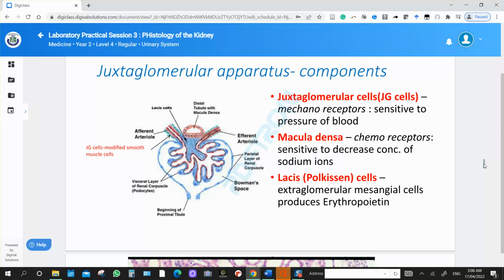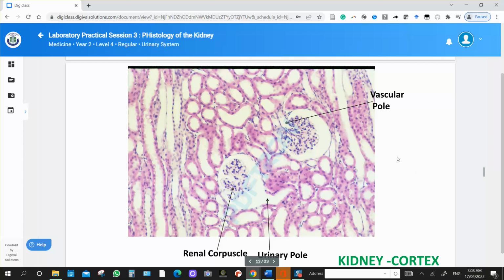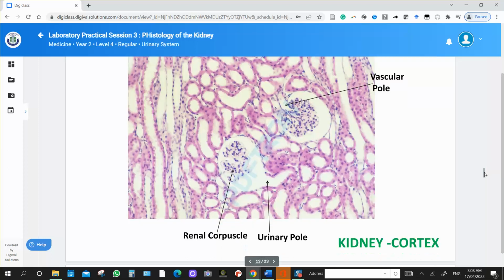JGA apparatus. Moving on, this is a section of the kidney cortex, in which you can see the glomerulus. You can see the vascular pole, and here you can see the urinary pole, which is away from the glomerulus. This is a renal corpuscle, and around it you can also see the PCT and DCT, but we can see it better in the next diagram.